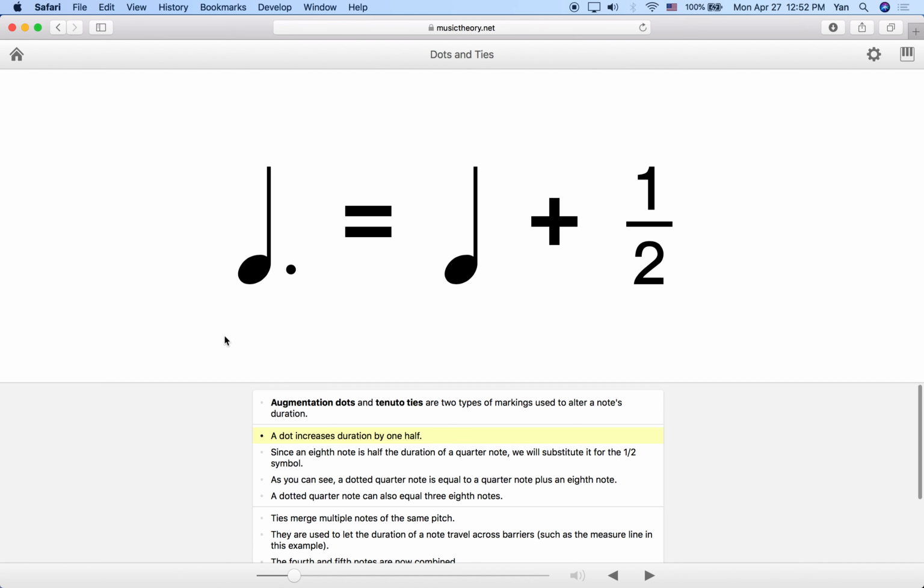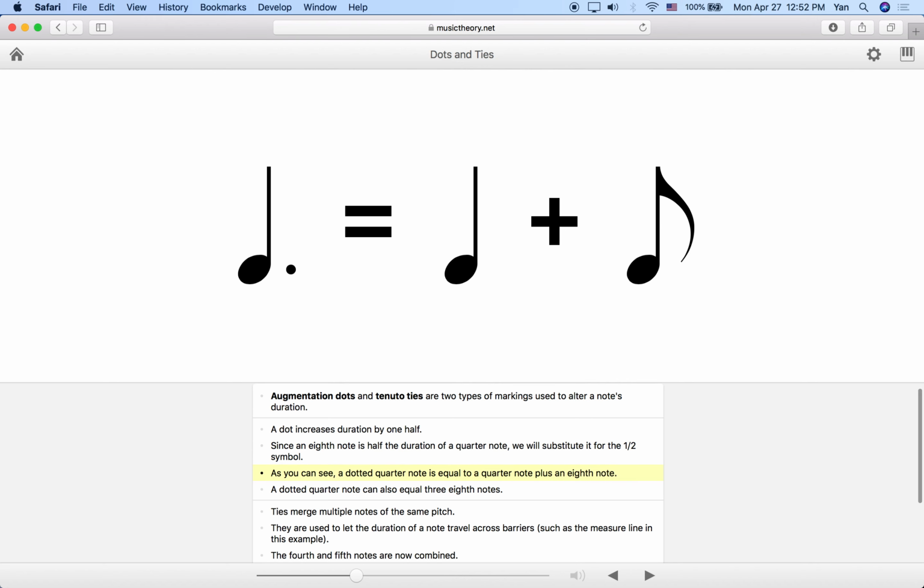So what is half of a quarter note? If you remember from our note durations video, the eighth note is half of a quarter note. So now, as you can see, a dotted quarter note is equal to a quarter note plus an eighth note. And when we say equal in terms of note durations, we're talking about they take up the same amount of time.